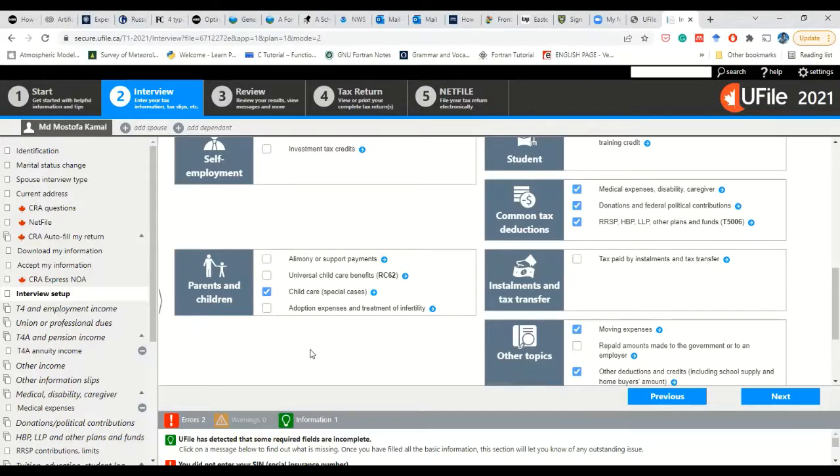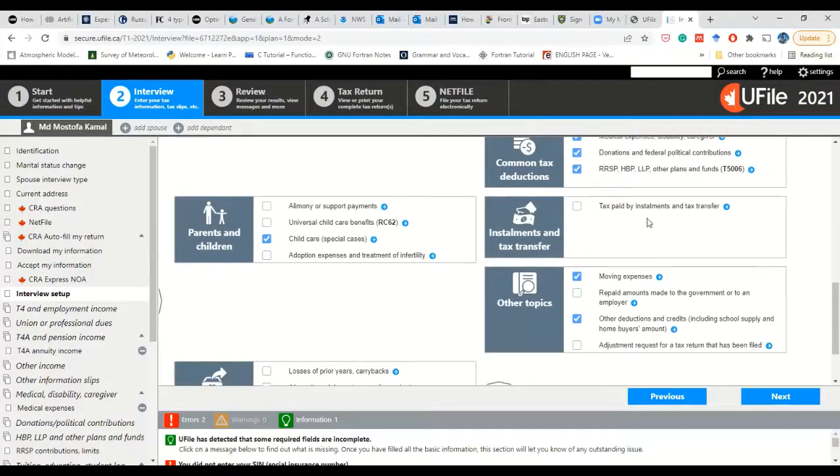And parent and children, as I said, today's session is with the spouse and the dependent. If you have kids, then definitely you can report it here. If your kids go to a daycare center, how much money you paid as daycare fees, or any other fees, or let's say if you receive any childcare benefit from the government, the universal childcare benefit. In that case, you need to report how much money you received last year as childcare benefit. So you create all those forms here. Okay.